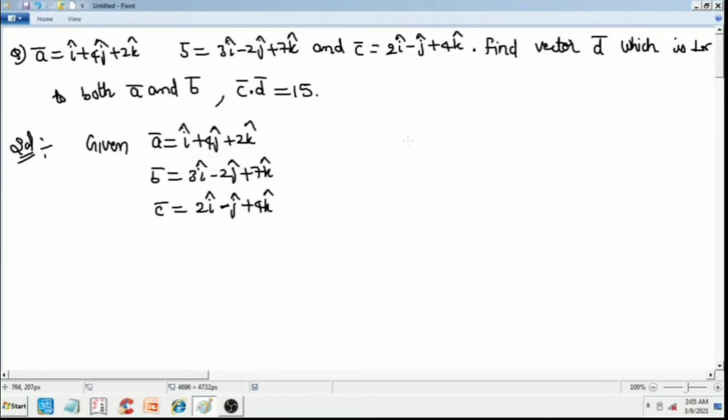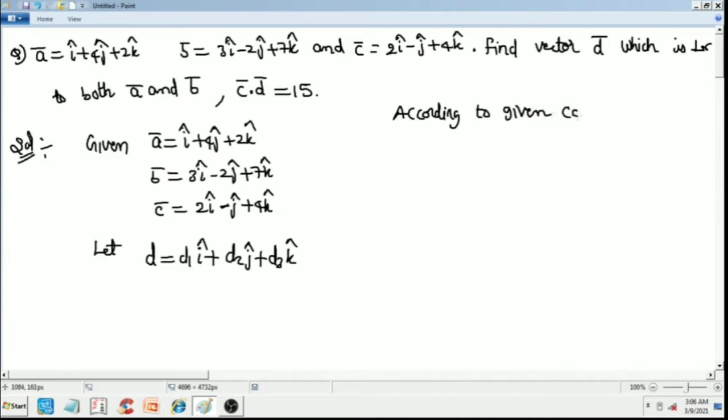Now let us assume we don't know D bar. Since we already used A, B, C, it is better to use D only. Let D be D1 i bar plus D2 j bar plus D3 k bar. Now what is given: D bar is perpendicular to A and B. So according to the given condition, D bar is perpendicular to A bar. The perpendicular condition is that the dot product is equal to 0.